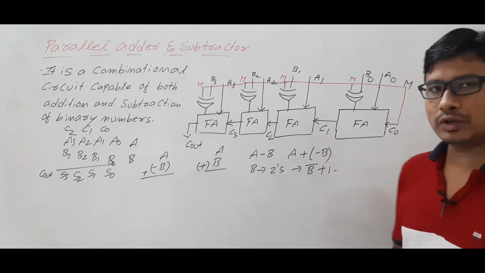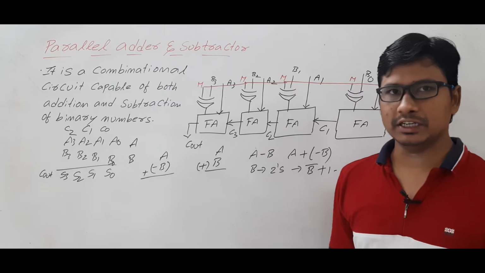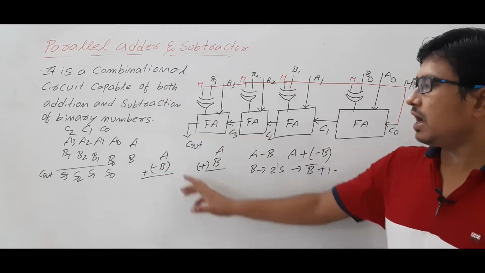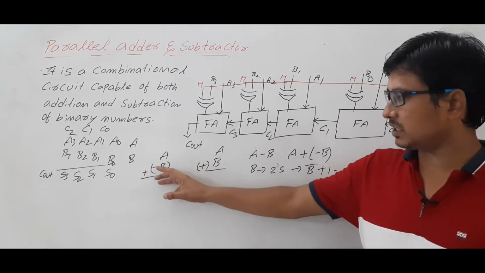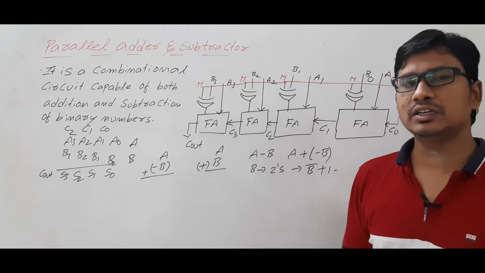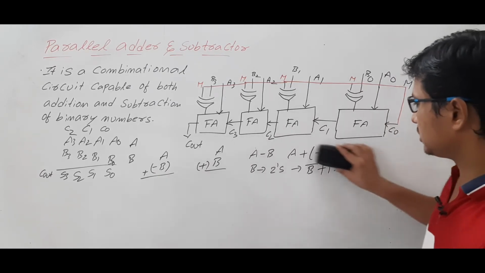Is it clear? Are you able to understand it or not? So what will I get? I will get A minus B. So if you want to perform the subtraction, you find the 2's complement of B and perform the addition, and you will get the subtraction A minus B. I hope you have understood.